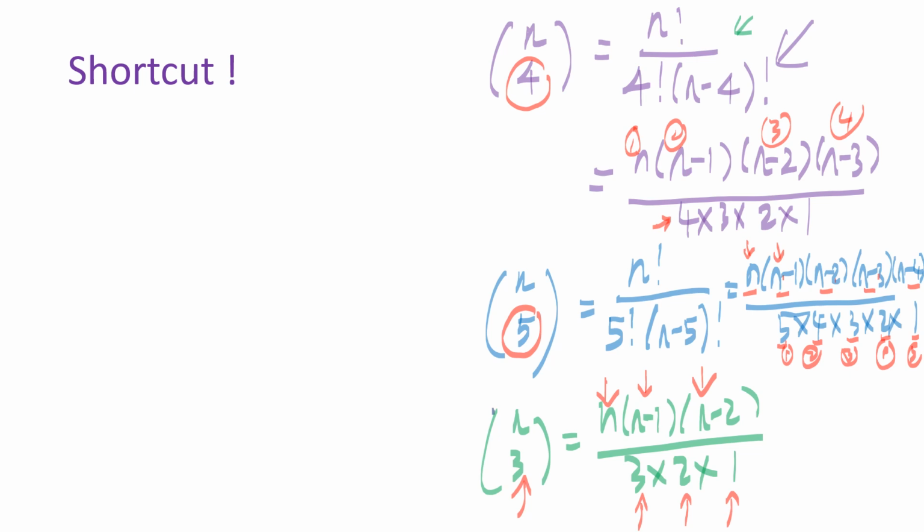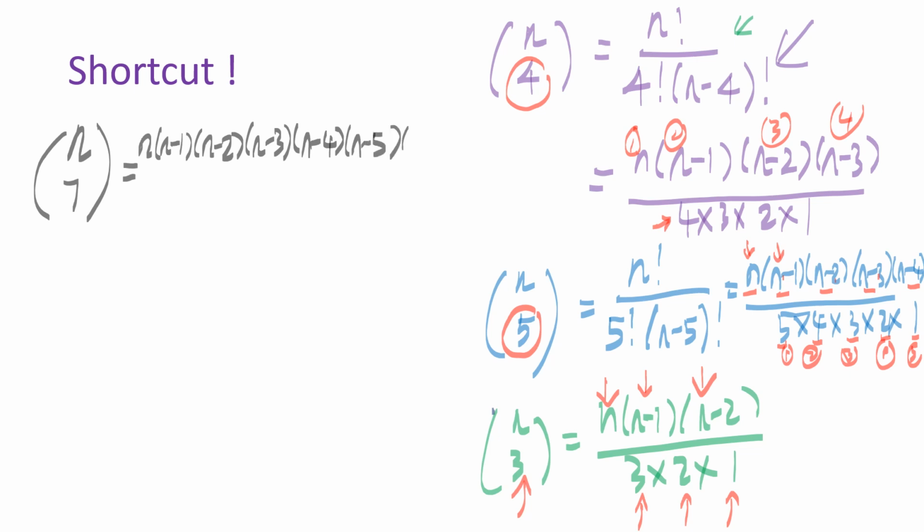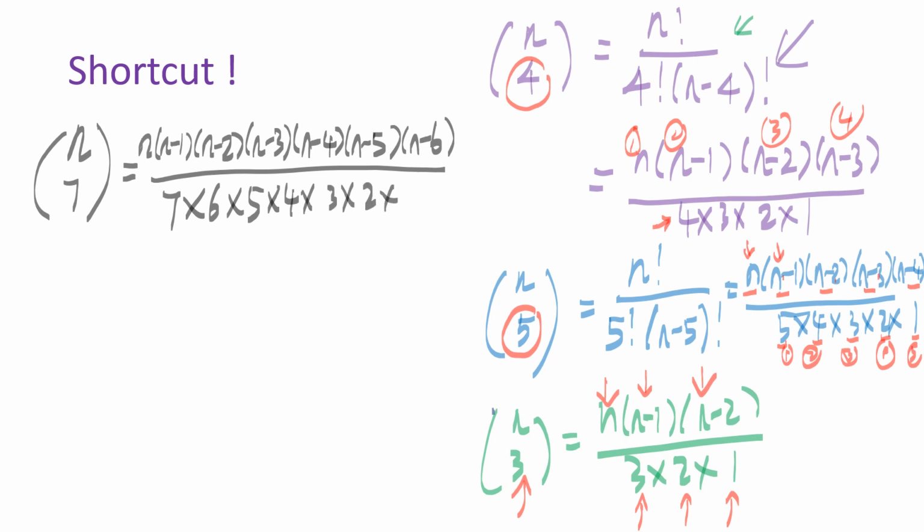So that's the shortcut. For example, if I want to evaluate nC7, that means I'm supposed to have 7 terms at the numerator, starting with n, then n minus 1, n minus 2, and so on, over 7 times 6 times 5 times 4 times 3 times 2 times 1. Okay, so that's how you can simplify it using the shortcut.